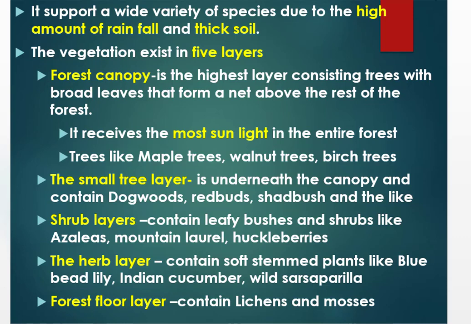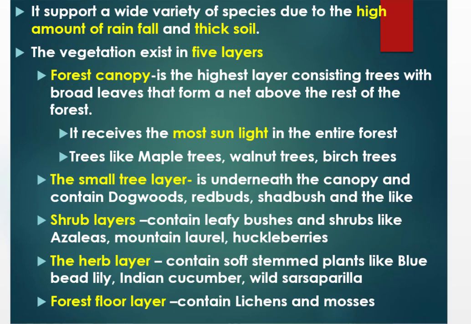Even though plant species diversity is not comparable with that of tropical rainforest, it is still high. This high diversity of plant species in temperate forest arranges itself in five main layers, like tropical rainforest, to avoid competition for light. These layers are forest canopy layer, small tree layer, shrub layer, herb layer, and forest floor layer. Forest canopy is the highest layer of this biome, consisting of trees with broad leaves that form a net above the rest of the forest.